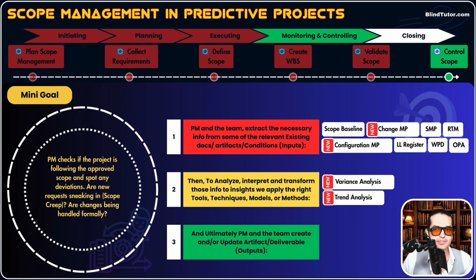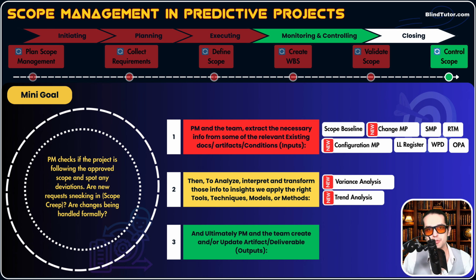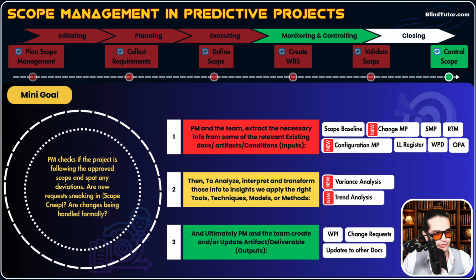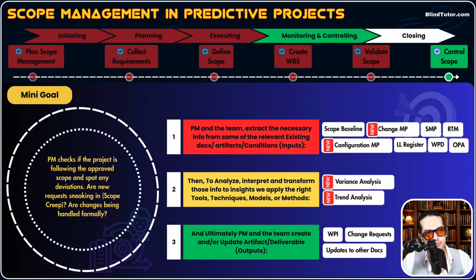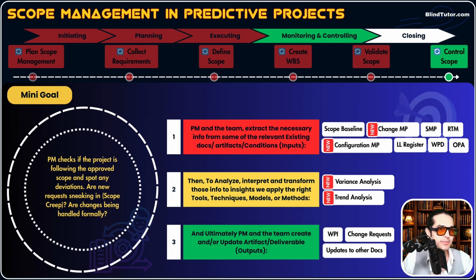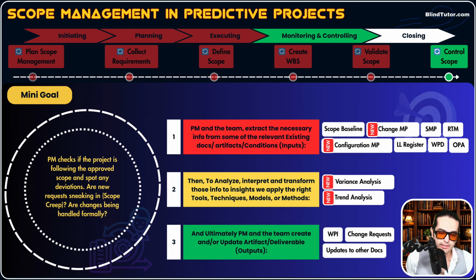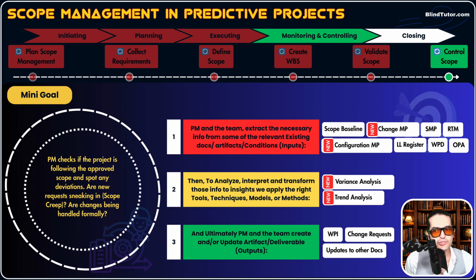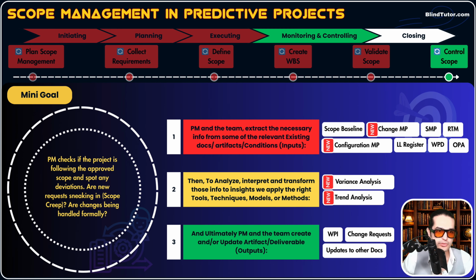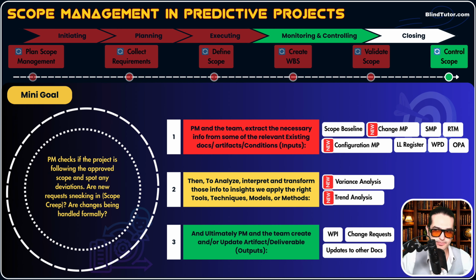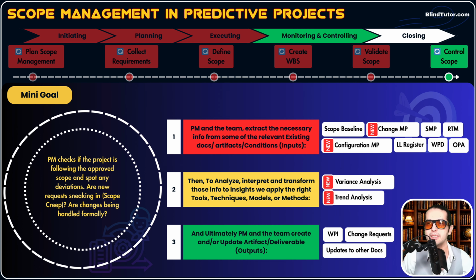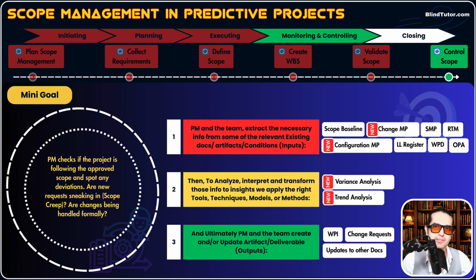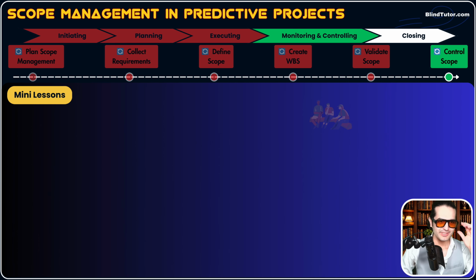And finally, as a result of reviewing inputs and applying tools and techniques, PM will create some documents or deliverables, or will update some existing documents. The outputs are WPI, work performance information, change requests, and updates to some documents. Awesome. This was mini goal of control scope process. Now let's see how inputs help us in this process. Let's get it done.